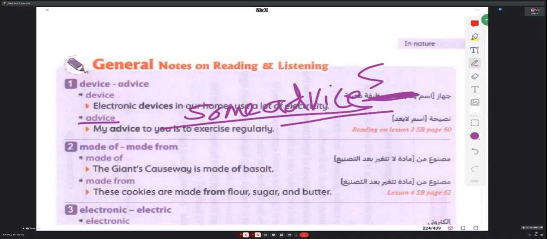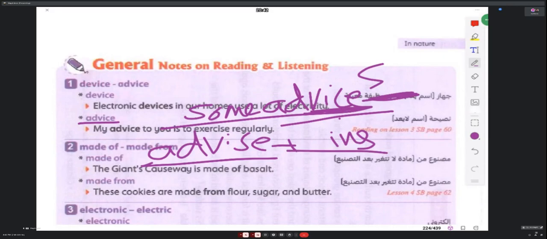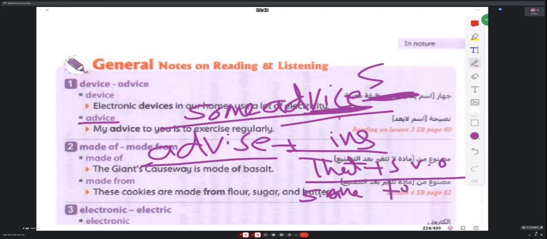The verb from advice is advise. Advise is a verb, advice is a noun. Advise can be followed by verb plus ing, or by that plus subject plus verb plus object. It can also be followed by someone to do something. So if the verb is separated by an object here, we use to do.